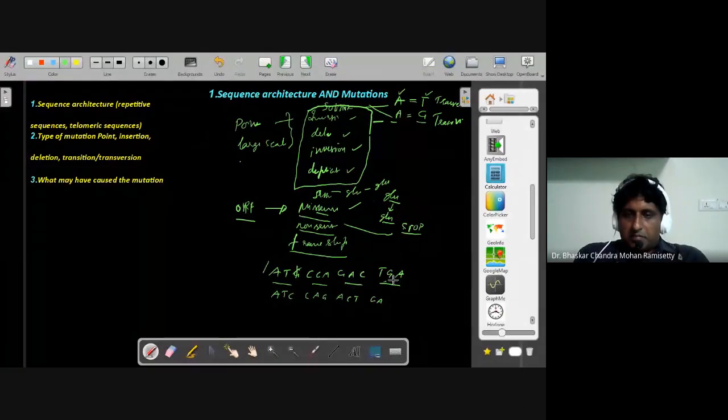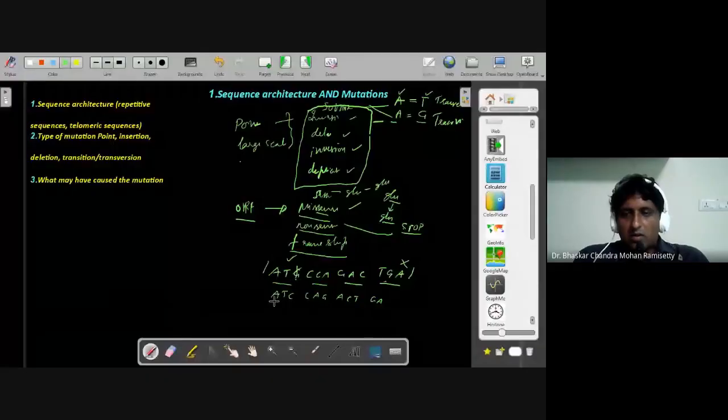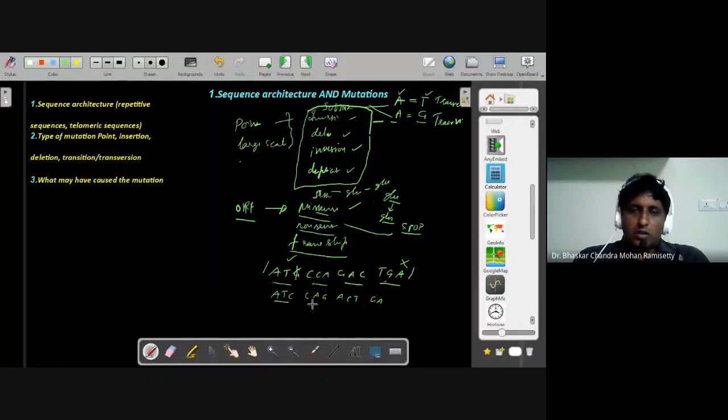This was an open reading frame. That means it starts with the start codon and ends with the stop codon. But because this G is deleted, now there is no start codon or stop codon. The whole open reading frame has vanished. Right? That is a frame shift mutation, a mutation because of addition or deletion of bases which are not multiples of 3.